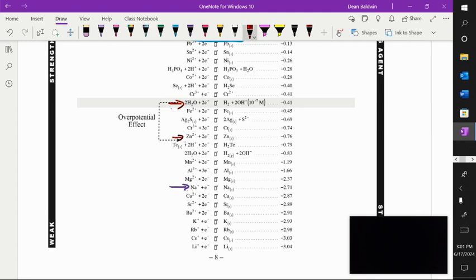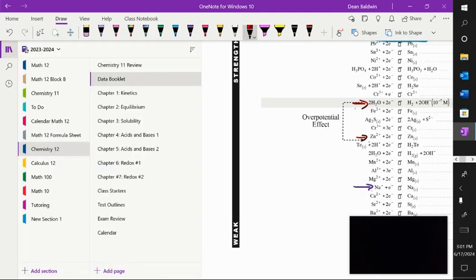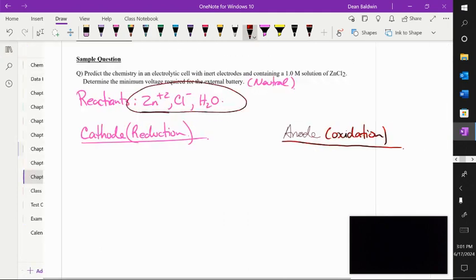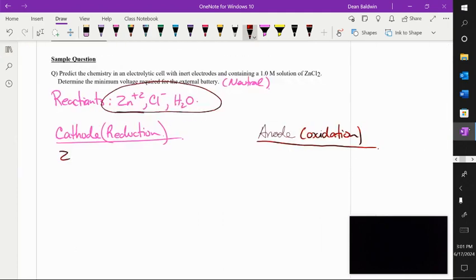So zinc is actually above it and will be reduced before the water molecule will. Okay? So the cathode reaction is going to be zinc picking up 2 electrons, and we form zinc solid. So that's the cathode reaction. Oh, sorry, and we should write the E naught of the cell is negative 0.76.